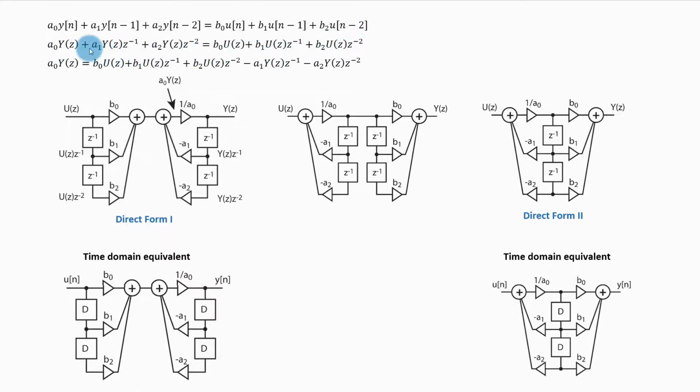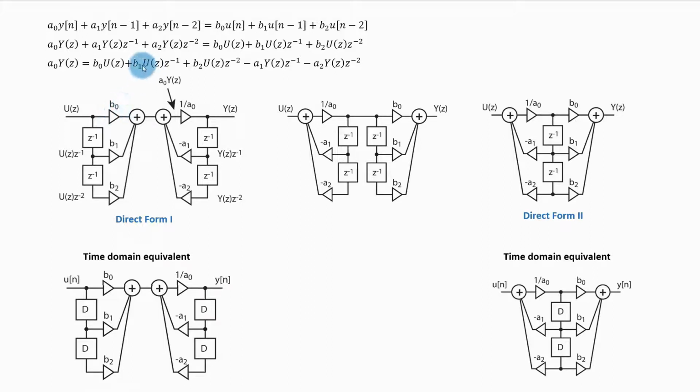Now I will take these terms and put them to the right hand side of the equation. Now I can use this equation to draw the schematic. Let's see what we have here. I'm supposed to take the z image of the input signal, this u of z, and multiply it by b0. And that is what I do here. Here I have my u of z and multiply it by b0.